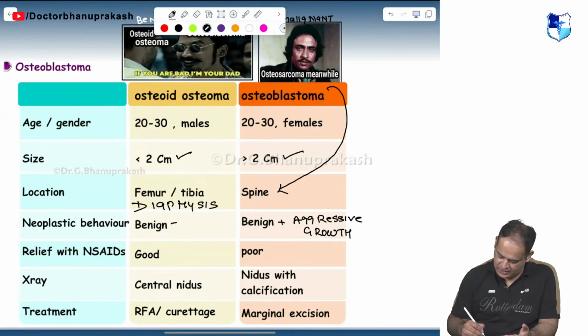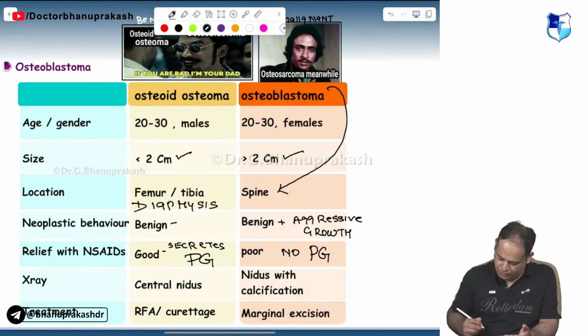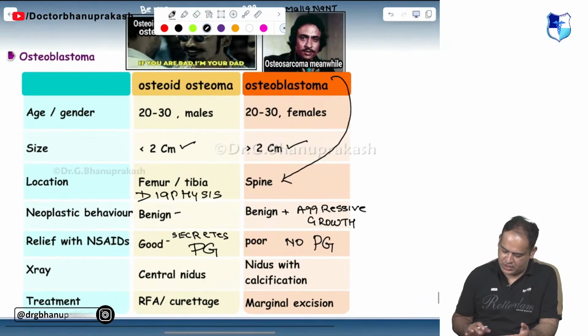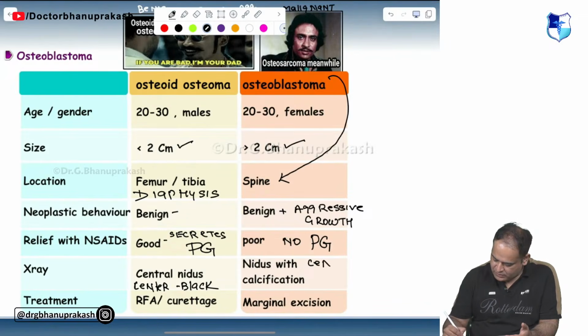Now, relief with NSAIDs is good because this tumor secretes prostaglandins, and here there are no prostaglandins. Now, here central nidus, that means center is black on X-ray, and here center is white on X-ray, right?